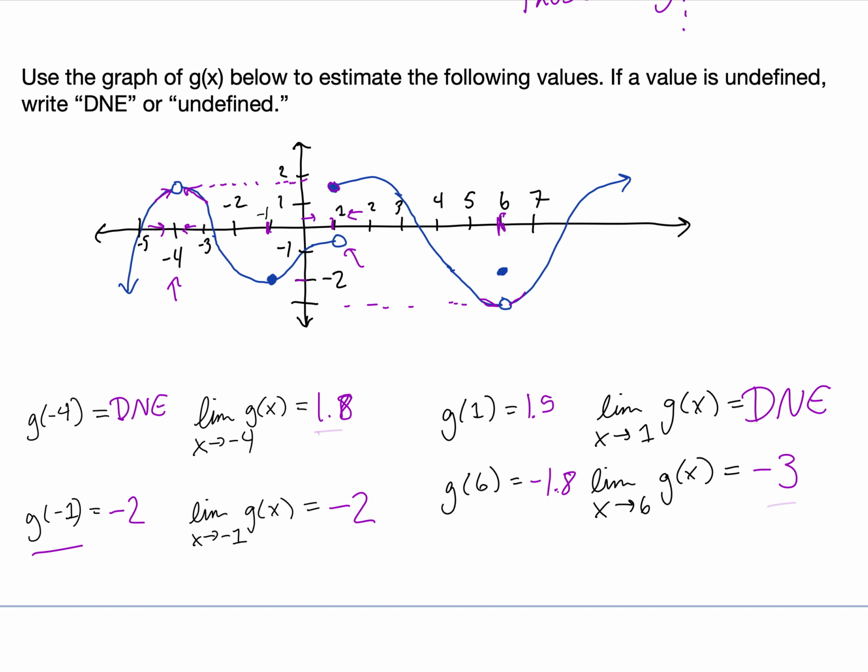This isn't a very precise graph, so it's okay if you're off by a little bit. If you wrote like 2 here or negative 2.6 here or whatever, that's fine. It's just the general idea that I'm looking for.